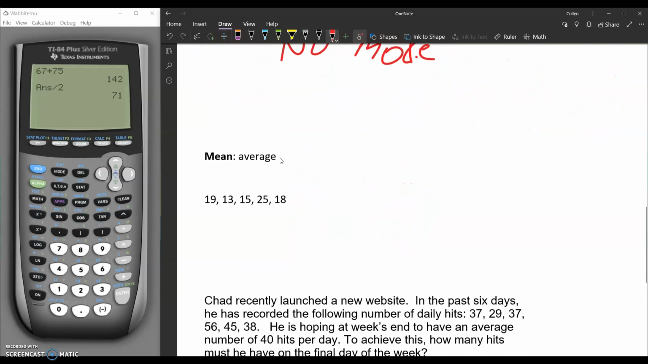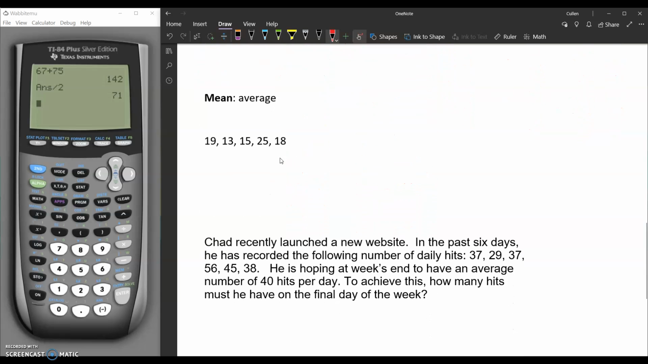And let's talk about the last one, which is called the mean. So that was the median, the mode, and the mean. Now we'll talk about the mean. The mean is just kind of your regular average. You add up all of your numbers and divide by however many numbers you have.